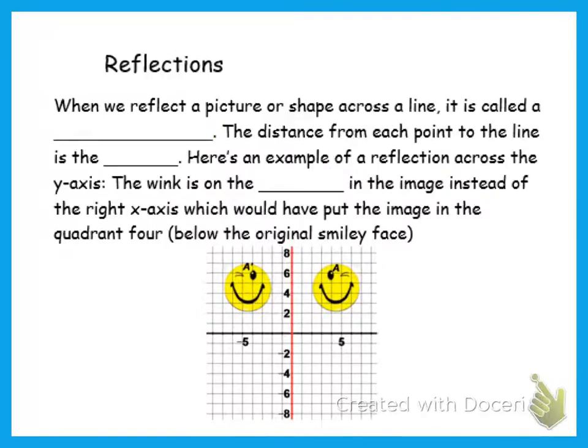Next, when we reflect a picture or shape across a line, it is called a reflection. The distance from each point to the line is the same. So here's an example of a reflection across the y-axis. The wink is on the left in the image instead of the right. The x-axis would have put the image in the fourth quadrant, or down here. But the smiley face would have been upside down, the wink still on this side, and the eye there.